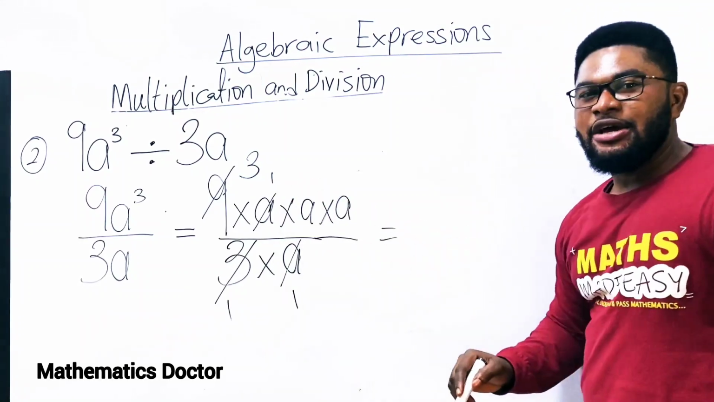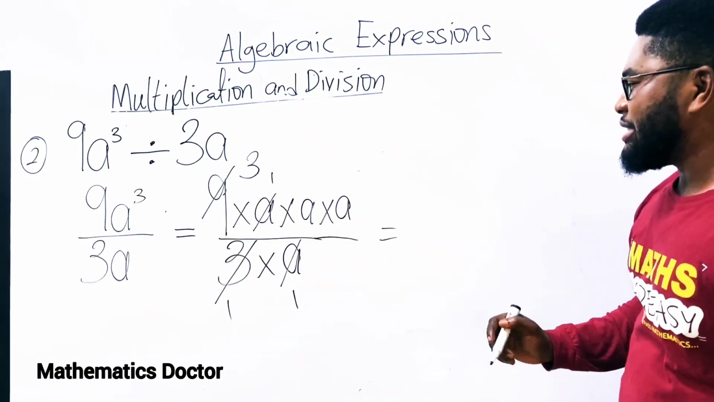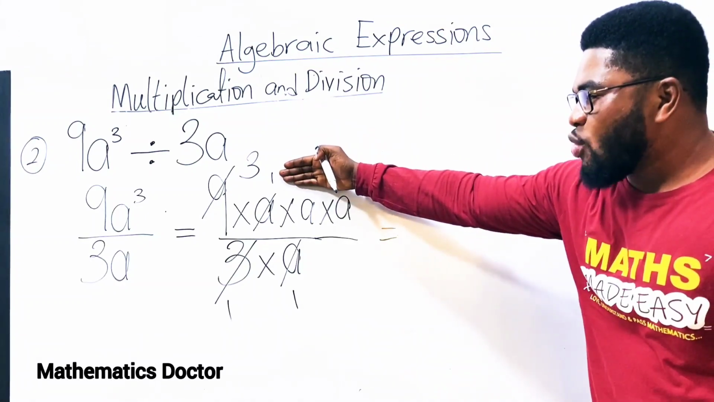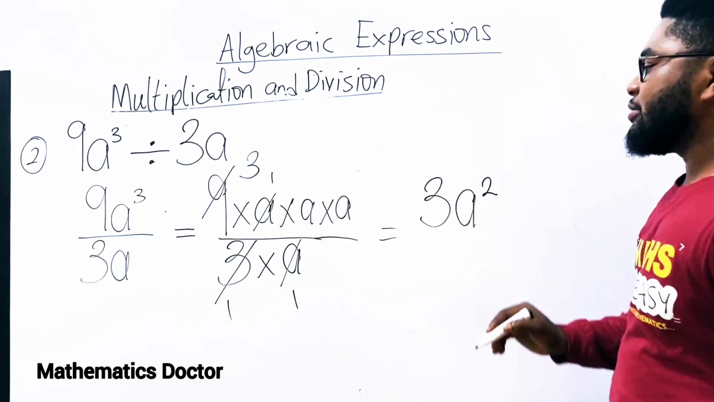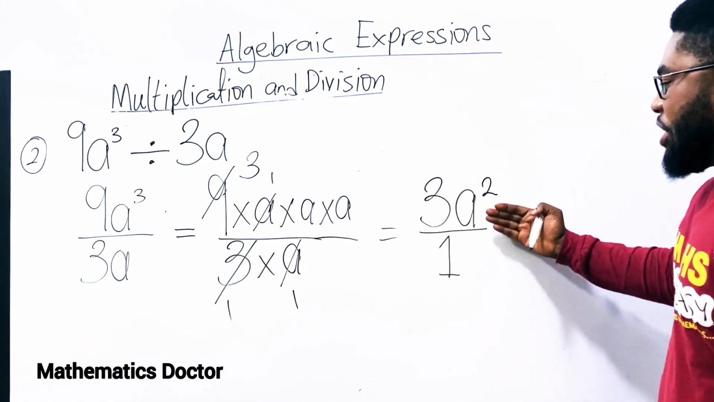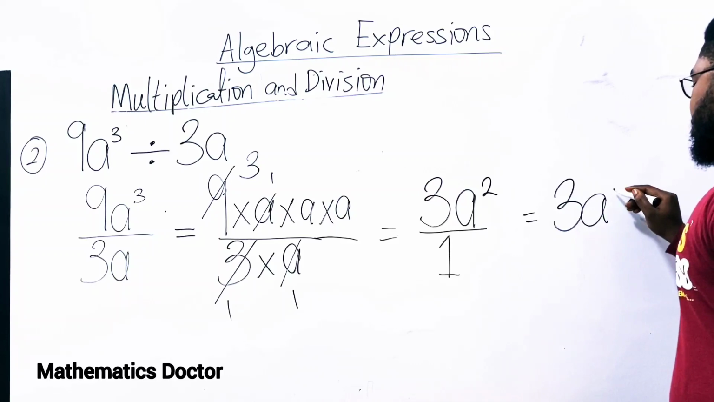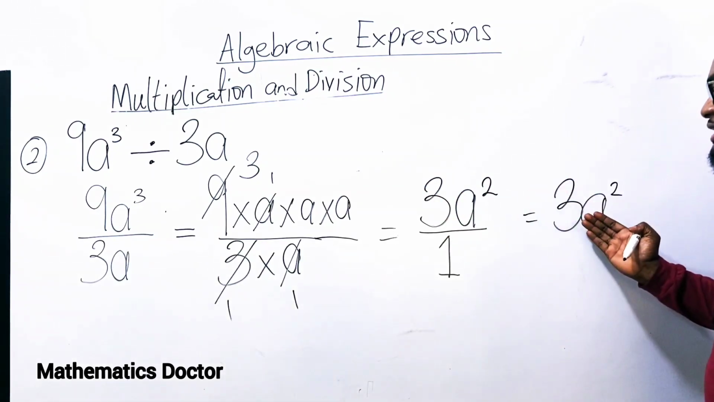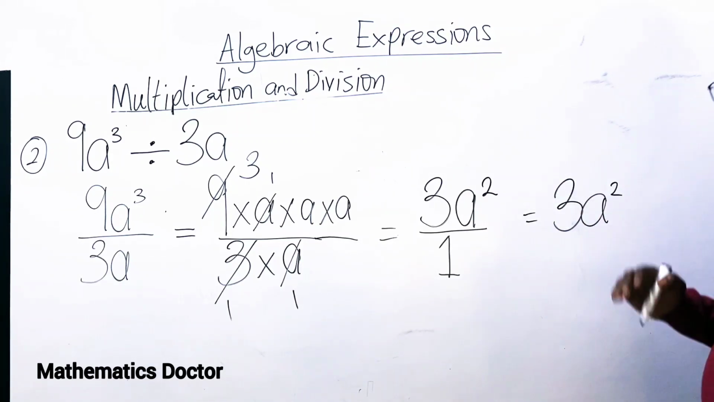Now let's simplify the term at the numerator with the term at the denominator. Just look at the numerator. We have 3 times 1 times a, making it 3a squared, all divided by 1 times 1, that is divided by 1. Now we can rewrite it as 3a squared. Why? Because any number divided by 1 in mathematics is still the same number. So our final answer will become 3a squared.